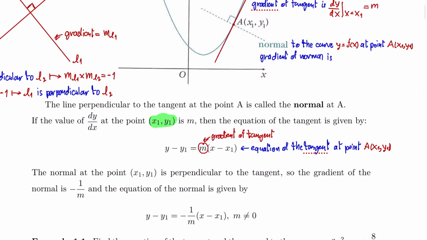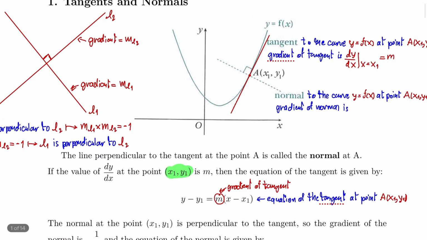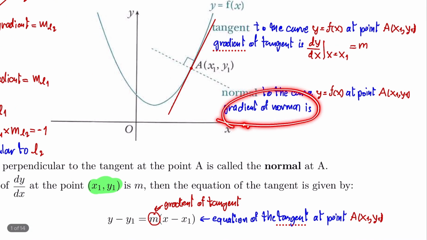Let's talk about the normal. We know that the normal is perpendicular to the tangent. So what happens to the gradient of the normal? What is the number multiplying m that turns out to be -1? That number is -1 over m.